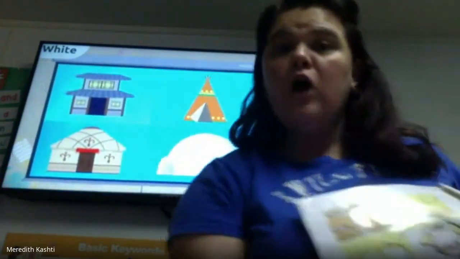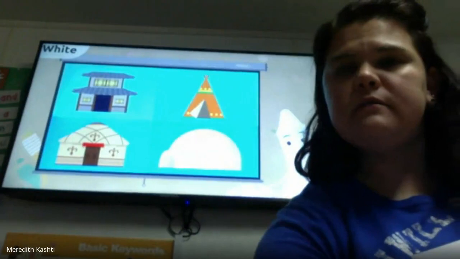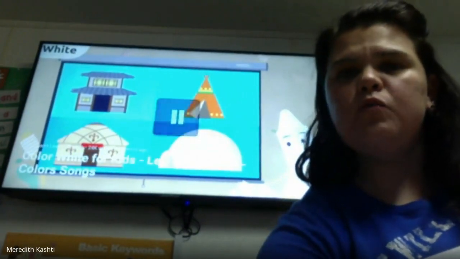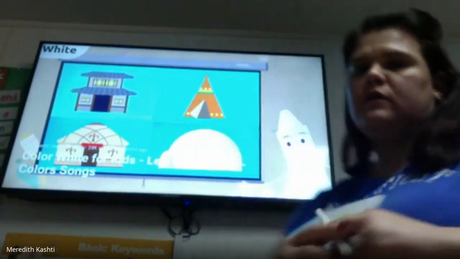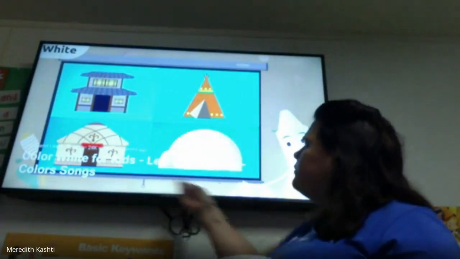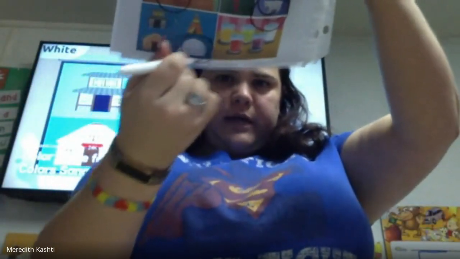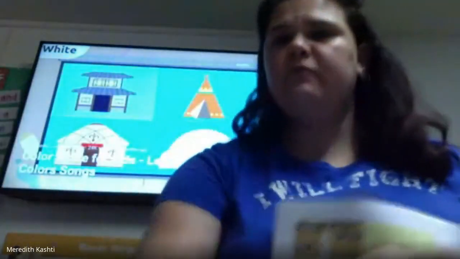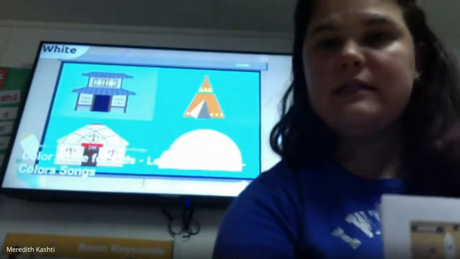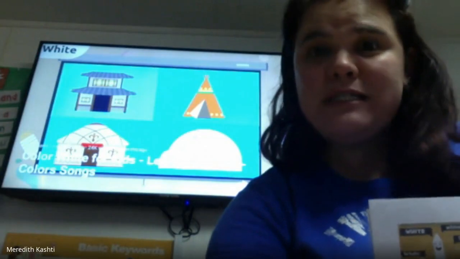Look at all these different houses. Which is the white house? The igloo is white, so we can look at our paper and we can circle the igloo. The igloo is white. Good job, friends. Next, we're going to look at some glasses of juices.